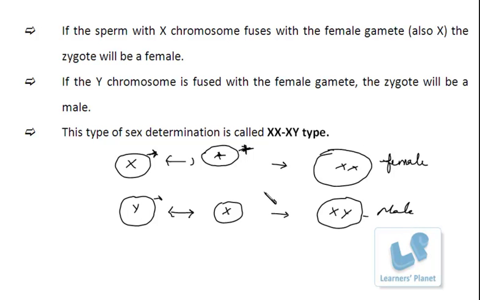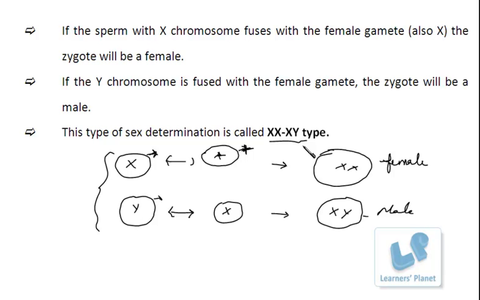So this is how the sex of the zygote depends upon the type of gamete which is getting fused with the female gamete. It is the male gamete which actually decides the sex of the child, because females never have the chromosome for the male gender, isn't it? This type of sex determination is known as XX-XY type of sex determination.